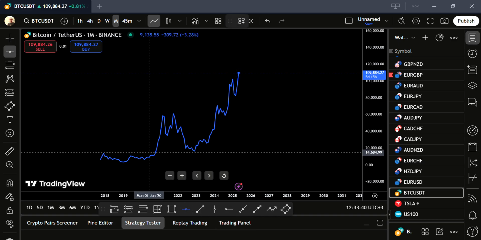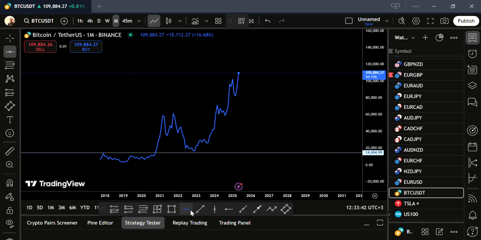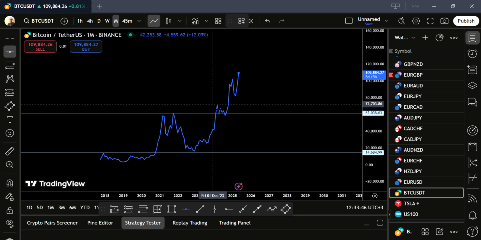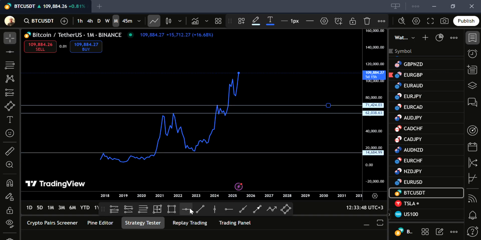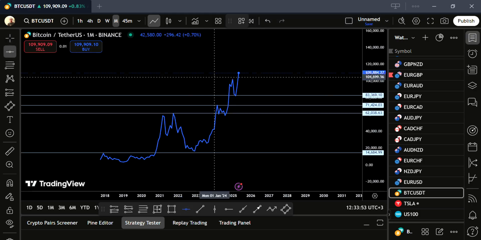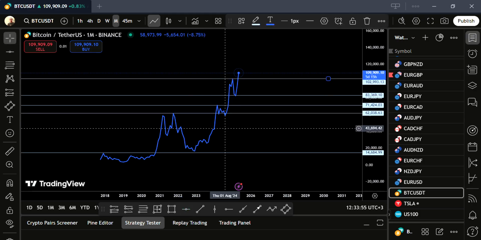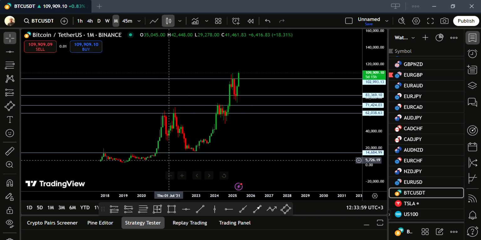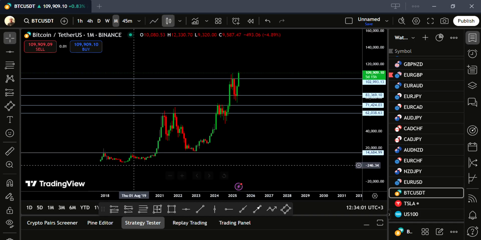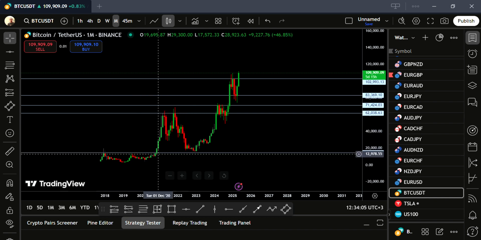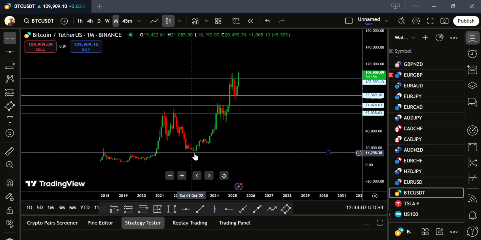There is this one here, this one here, this one here, this one here, and this one here that has been broken on the monthly time frame. So come to the candlesticks. You see this one was retested, dropped down, then broken out, then retested. After being broken out, price came, retested the area, and then went up.